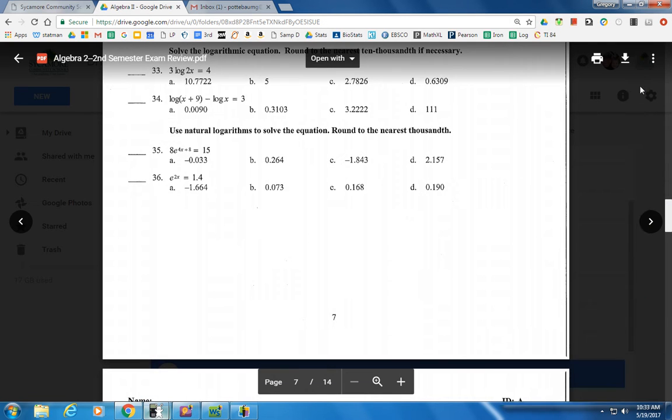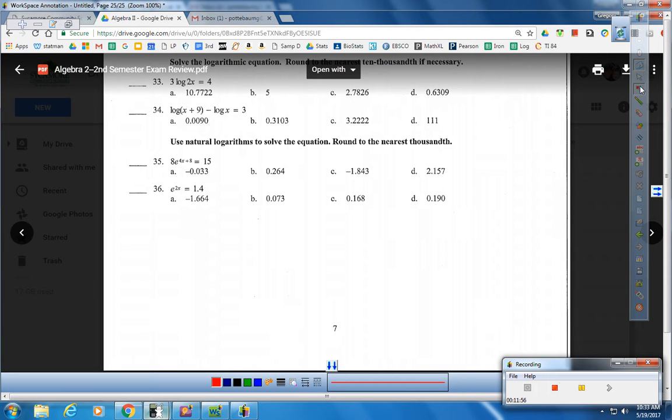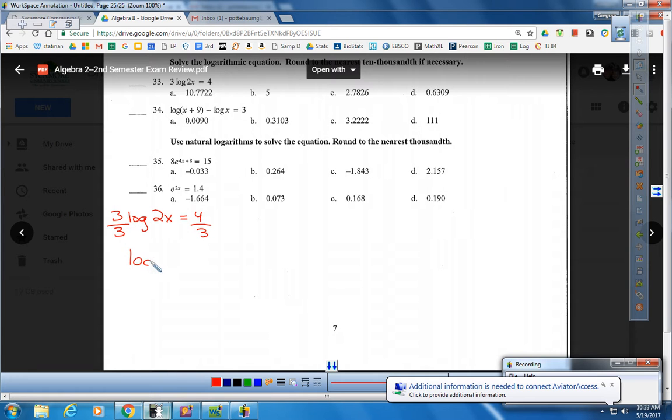All right, now we have to solve the logarithmic equation. So to solve that equation, I'm going to put this back together. What I mean by that is I'm going to get this log by itself. So I have 3 log of 2x equals 4. I want this log of 2x by itself, so I'm going to divide both sides by 3. So I have the log of 2x is equal to 4 over 3.